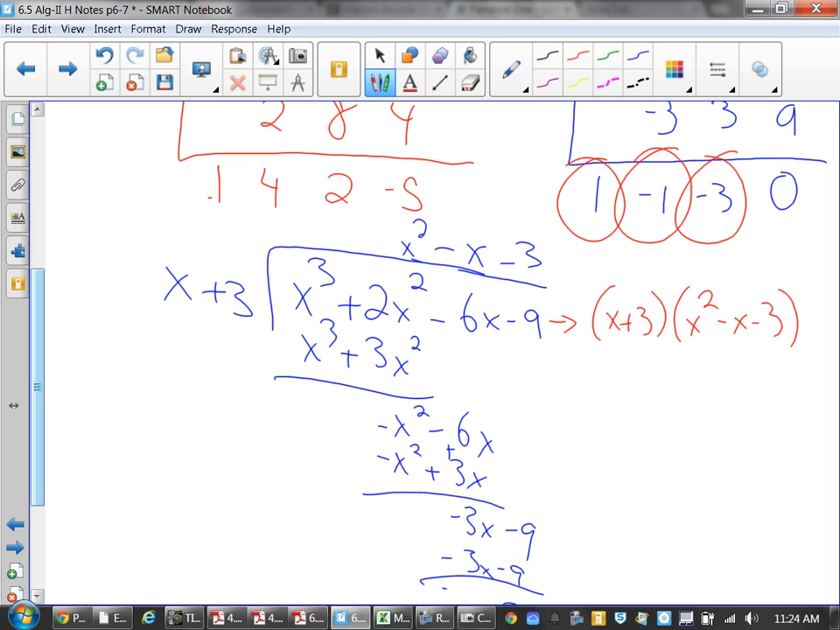That's what synthetic division does. Yes, ma'am? Synthetic division allows you to factor the unfactorable.